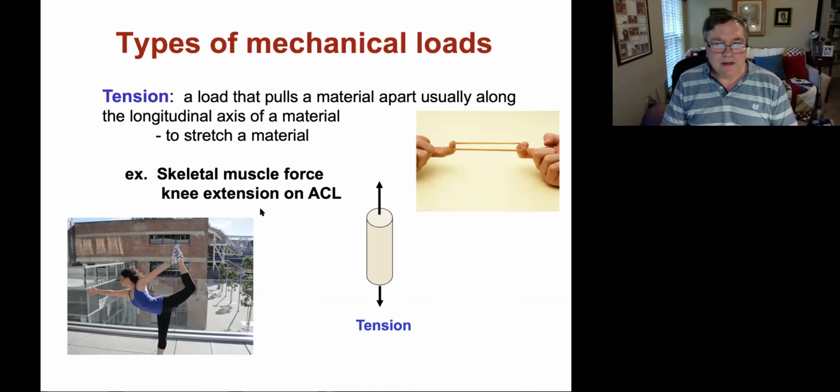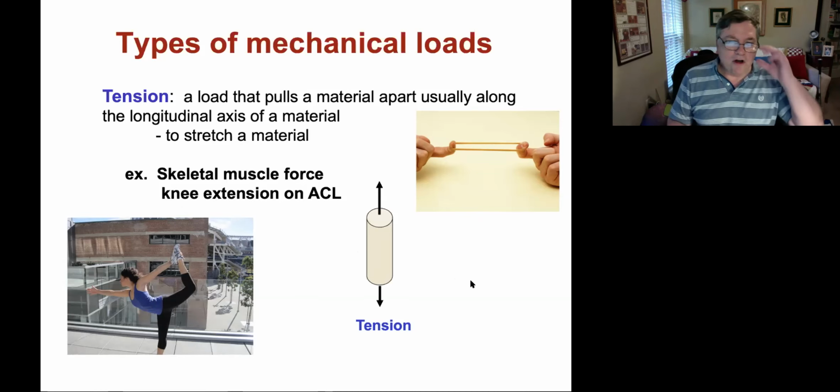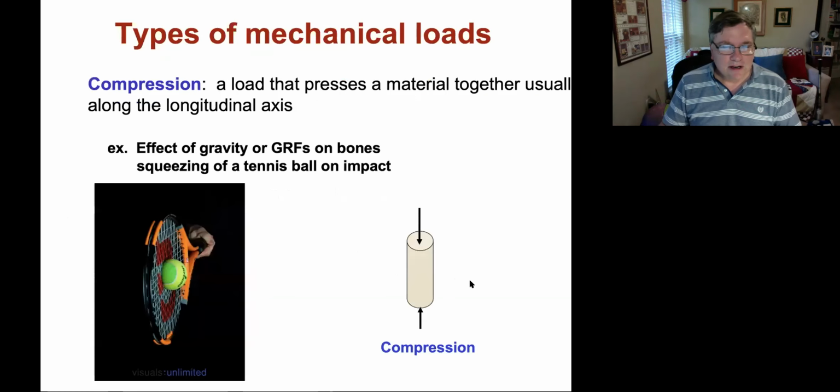Skeletal muscle force that produces knee extension or produces tension on an ACL. That's tension. We see this person doing some stretching. That really hurts looking at it. That's a significant amount of tension. So that's a pulling force. It's usually, but not always, along the longitudinal axis.